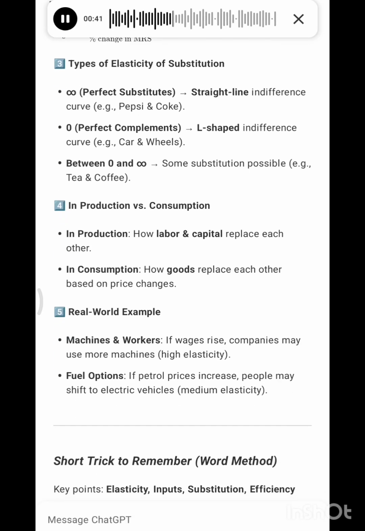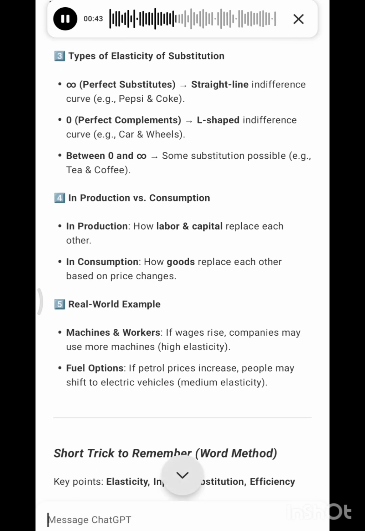3. Types of elasticity of substitution. Infinity: perfect substitutes, straight line indifference curve, e.g. Pepsi and Coke. 0: perfect complements, L-shaped indifference curve, e.g. car and wheels. Between 0 and infinity: some substitution possible, e.g. tea and coffee. In production versus consumption. In production, how labor and capital replace each other. In consumption, how goods replace each other based on price changes.